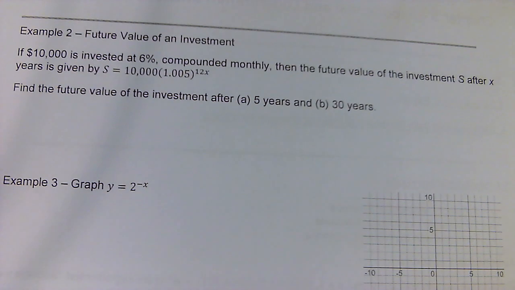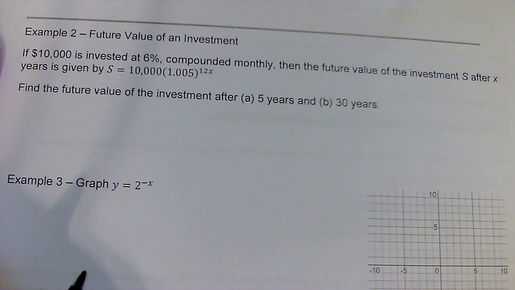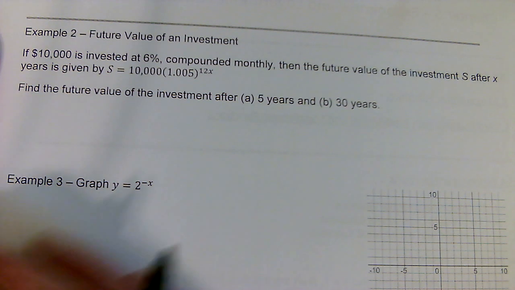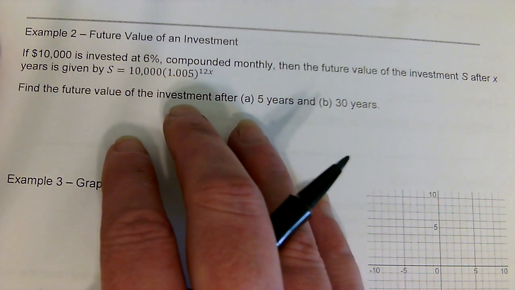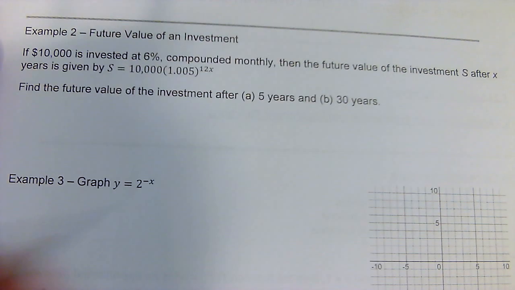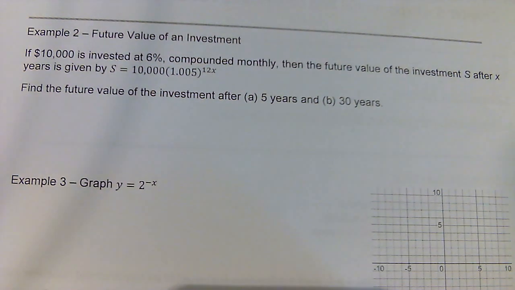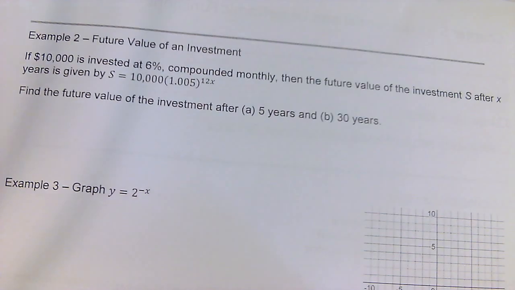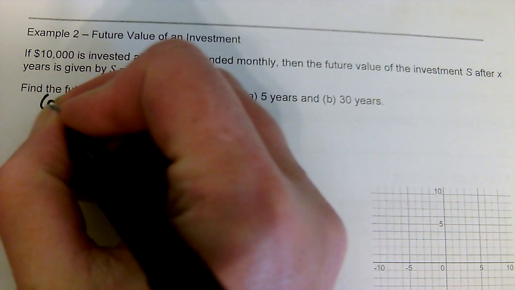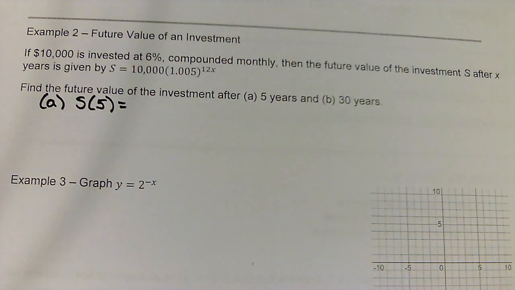Now let's look at an example. $10,000 is invested at 6% compounded monthly. Then the future value of the investment, S, after x years, is given by this equation. And we'll look another time at how that equation is found, but right now all we're actually doing is calculating. So find the future value after 5 years. So A, we're going to be doing S of 5. So we're going to replace the x with 5.